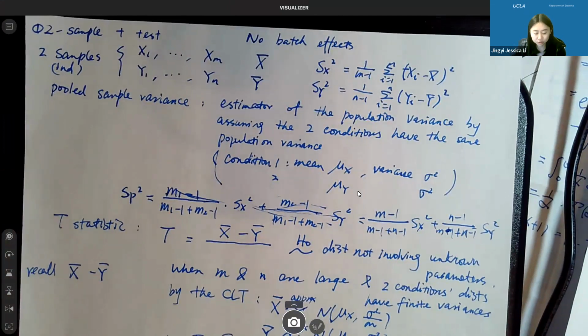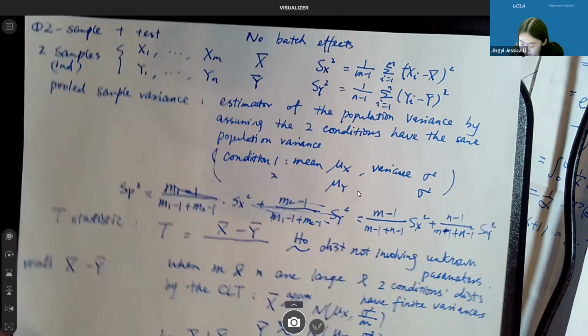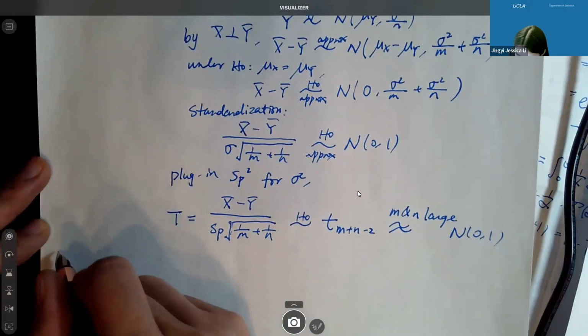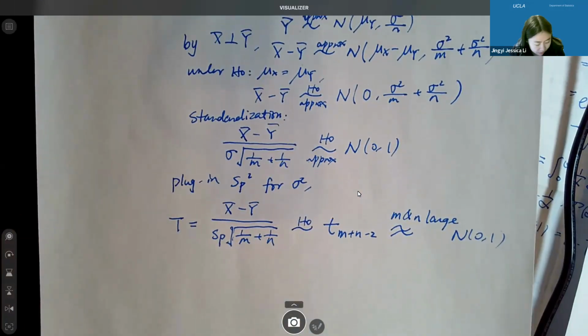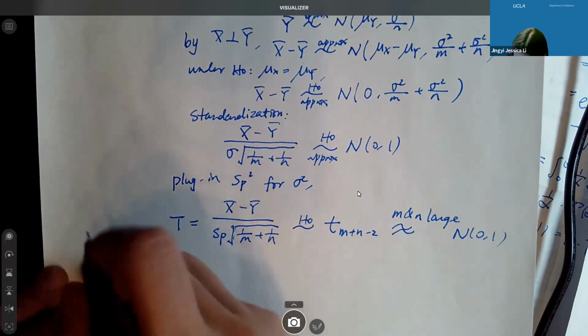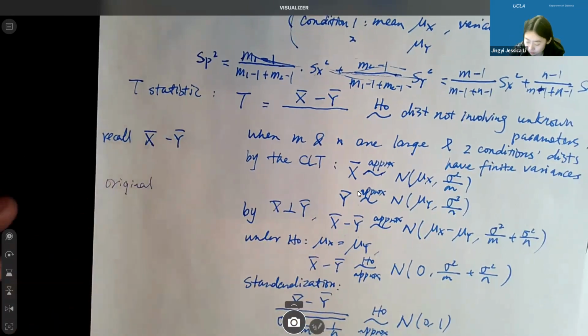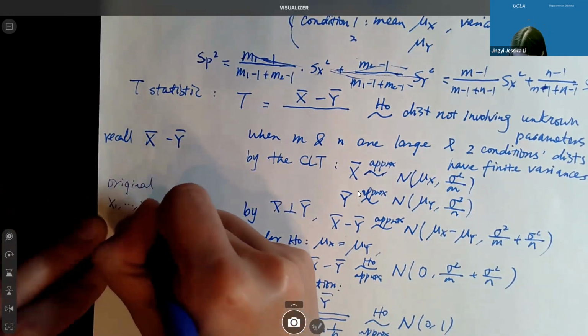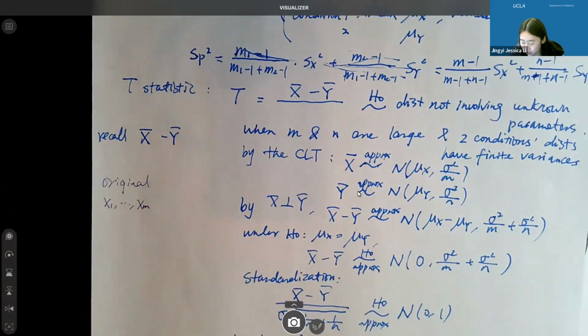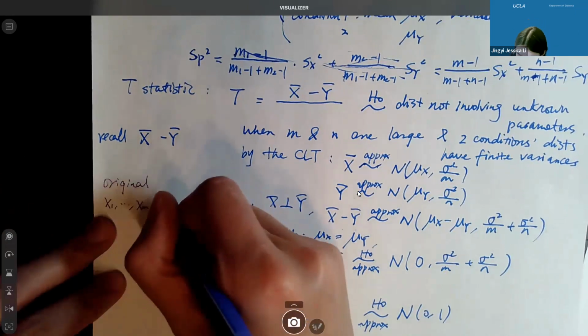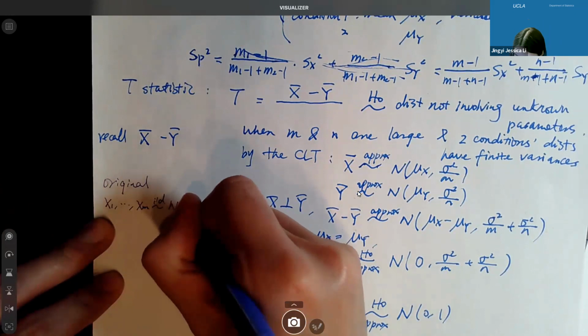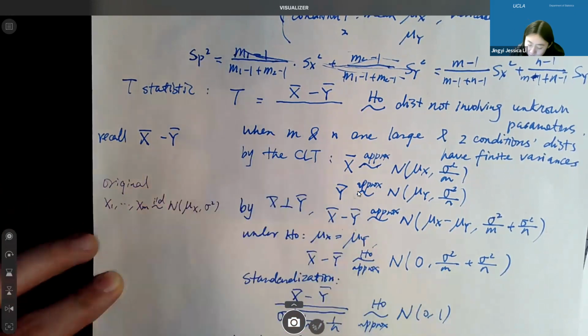So let's try to revisit the key assumption of the t-statistic. The original formulation has this idealistic assumption that x1 to xm, one gene's m measurements or observations under one condition, are IID following a normal distribution with mean mu x, variance sigma square, okay?